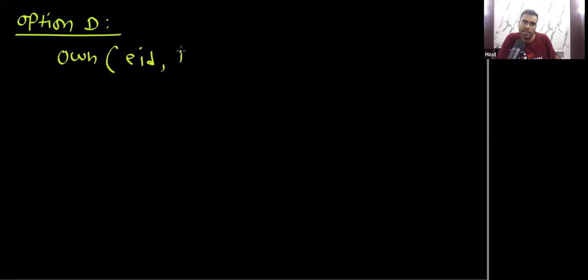For option D, let me give you a situation. Consider this interesting situation. Let's assume that in the on table you have EID, BID. And here you have the brand table, where you have BID and B name.